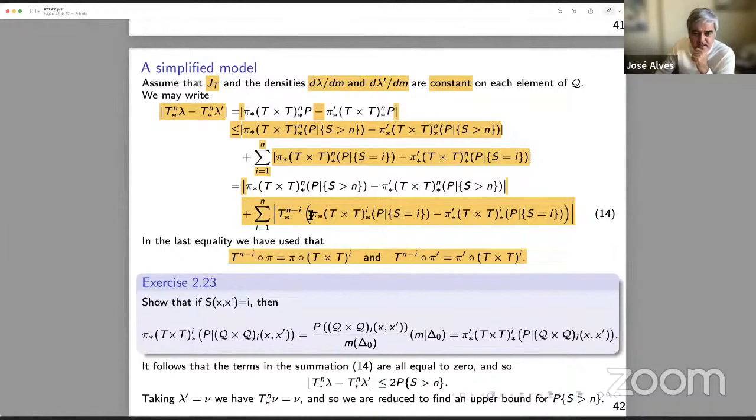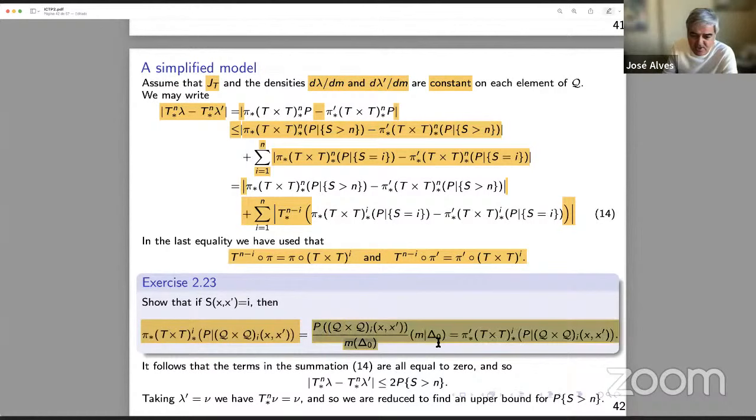So let's look at these differences here. We are going to see that this is zero. Of course, in this case it is zero. This part I'll leave as an exercise, to show that this is equal to this. This is essentially using the fact that the distortion is one, and so we have this. And see that once you prove that this is equal to this, this is symmetric in x and x prime.